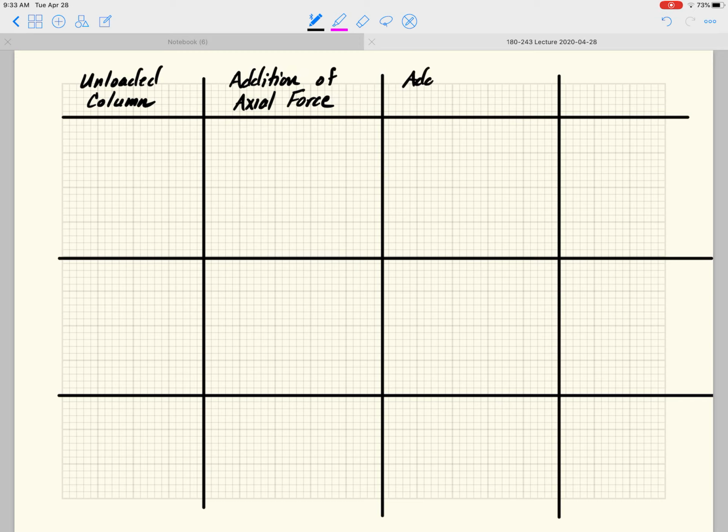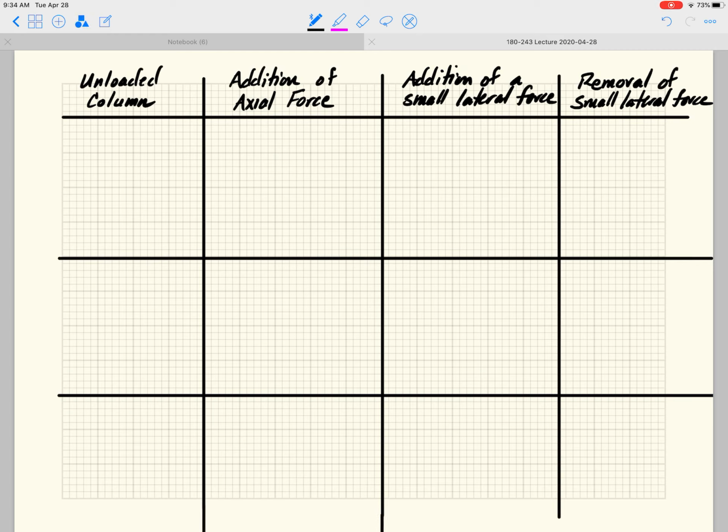Then we're going to have the addition of a small lateral force. I'll call that F. I'll draw these when the time comes. And then we're going to have the removal of that.